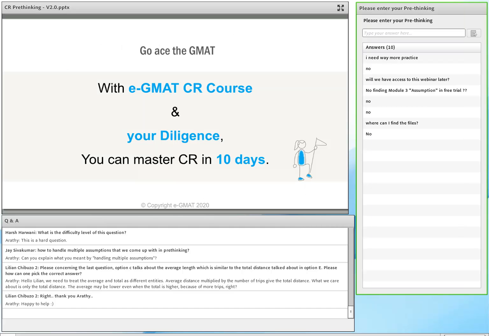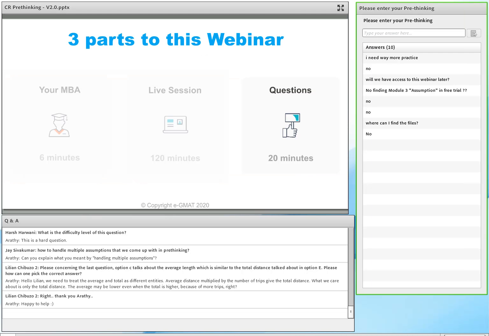Again, do these things and excel in CR in about 10 days, and be slow over there when you're going through the assumption module, because if you go quickly, if you don't revise as you go through this, you might end up going through the entire module. You probably will still not have the level of confidence that we want you to have. You would improve, but you won't improve to the extent that I want you to improve to.